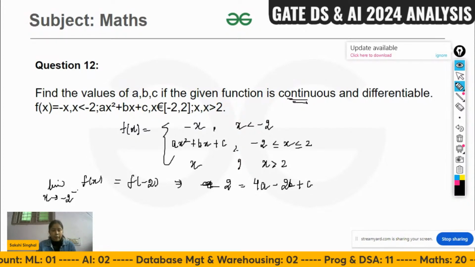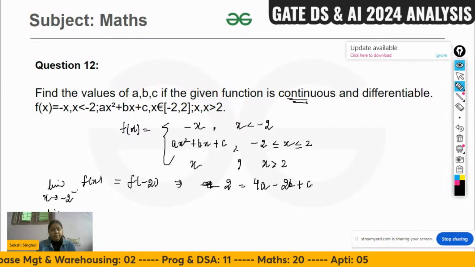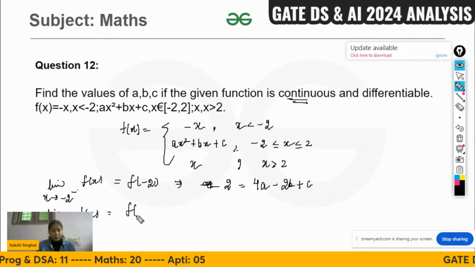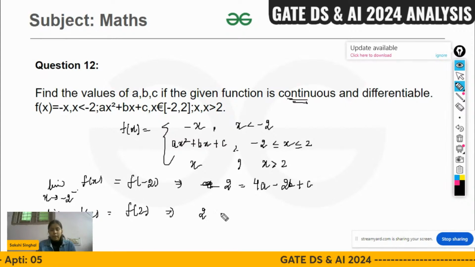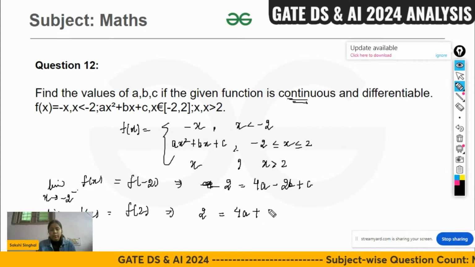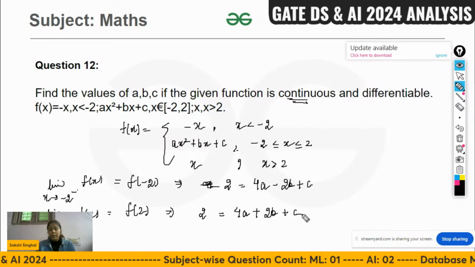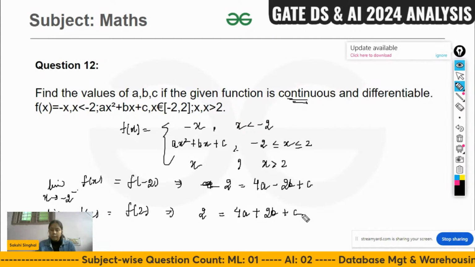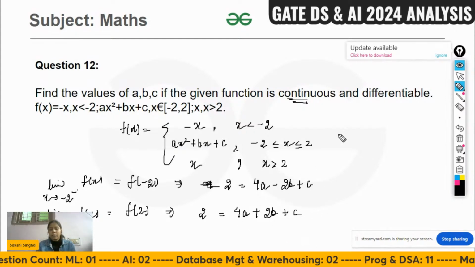This is equation one I got. And the limit as x approaches 2 from the positive side of f(x) would be equal to f of 2. If I solve it, I'll get the value 2 on one side, and the other side would be 4a plus 2b plus c. But you can see that we have only two equations and three variables. So what would I do?